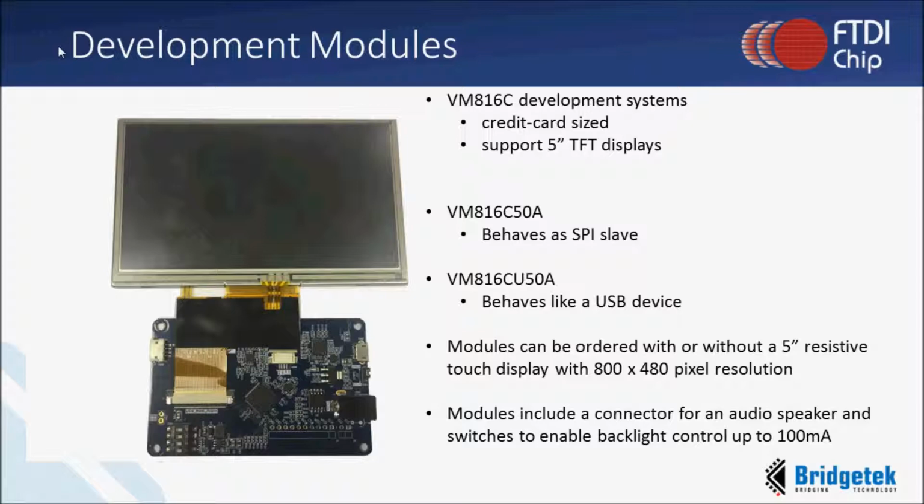You can have the VM816C50A, which behaves as a SPI slave, so you can use this to interface to a microcontroller. Or we have the VM816CU50A, which behaves as a USB device. This includes FTDI's FT4222 USB to SPI translation chip.